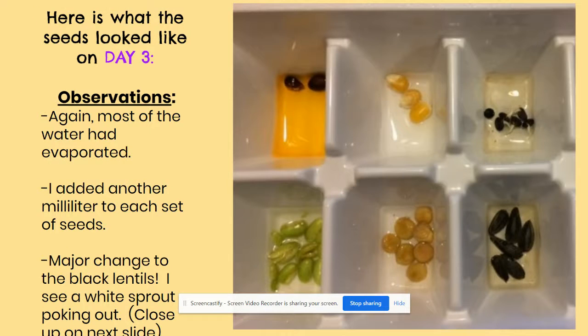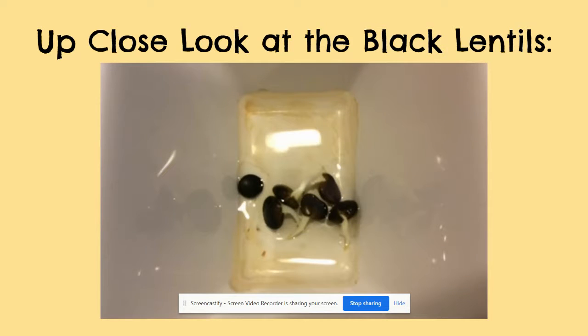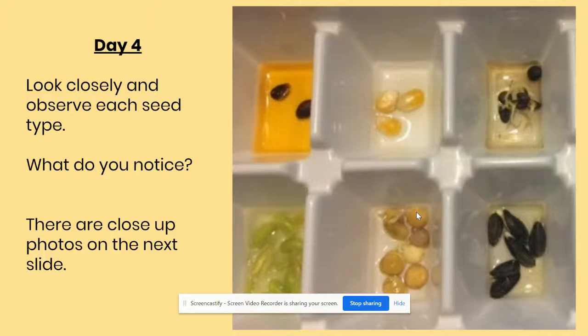Well, here's what the seeds look like on day 3. Again, most of the water had evaporated, so she added another milliliter to each set of seeds. She's noticing that there was a major change to the black lentils. Those are these guys right over here on the top right. Do you notice? There's something poking out. Here's an up-close look at those black lentils. Do you notice these sprouts?